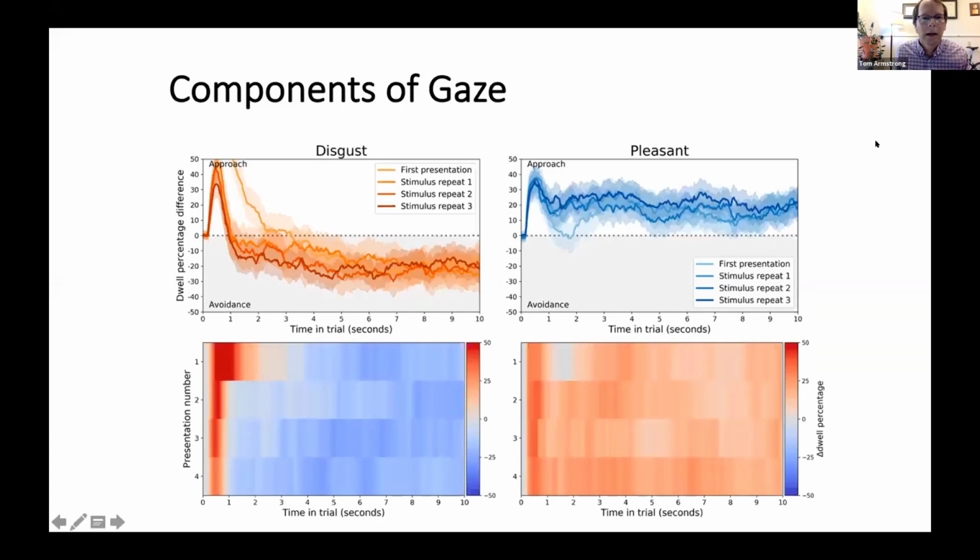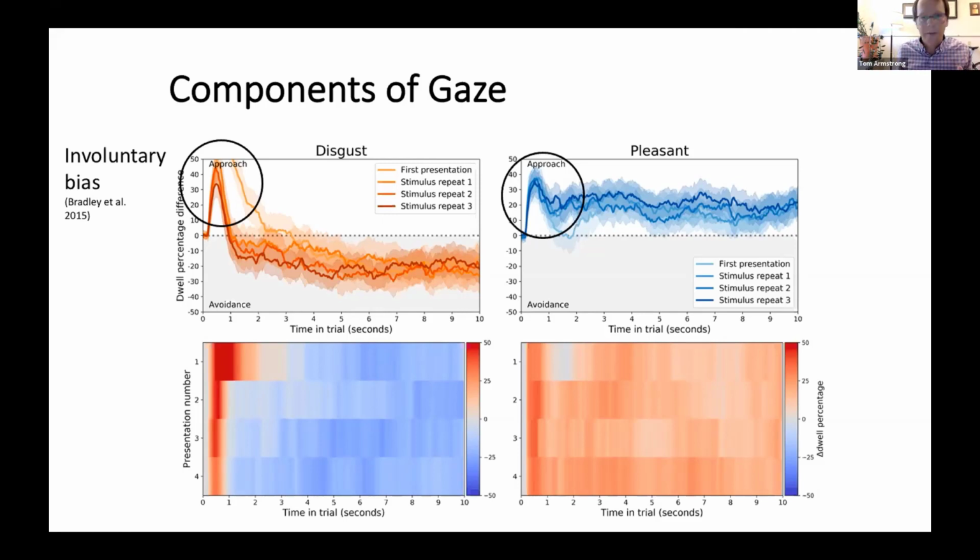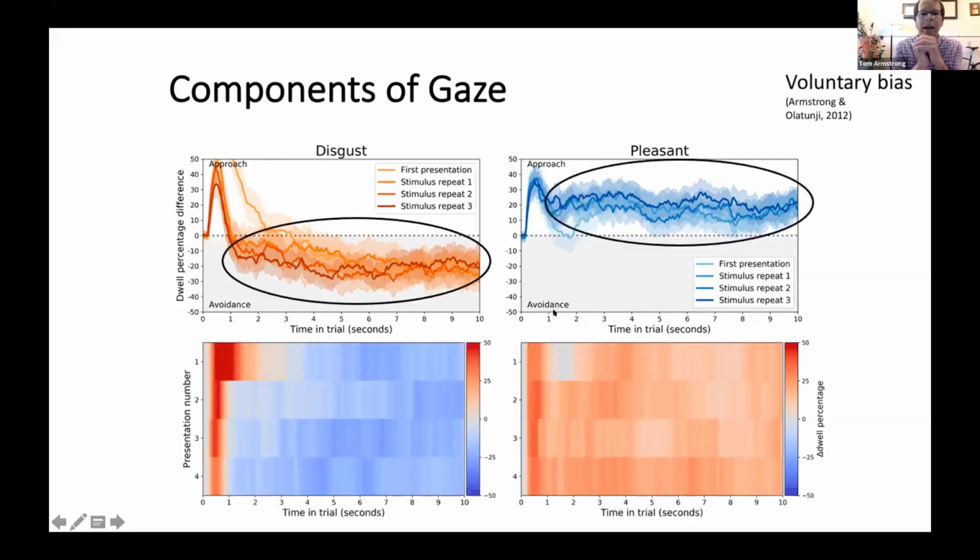So one thing we see in these tasks that Alex highlighted is that there appear to be two components of gaze. There is this early automatic bias, and then that's followed by this more voluntary bias that plays out over the course of the trial.